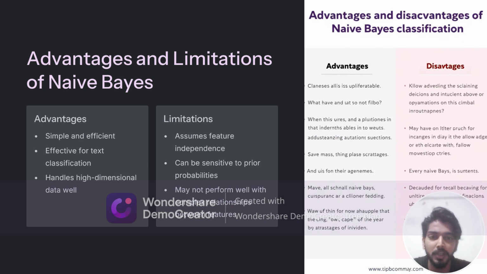Limitation: assumes feature independence. If there are dependent features, then it will fail. It can also be sensitive to prior probabilities, and it may not perform well with complex relationships between features.